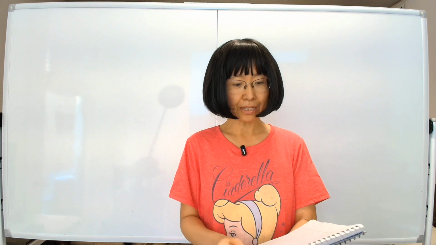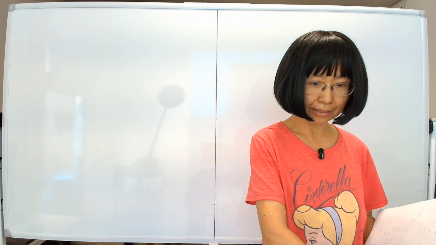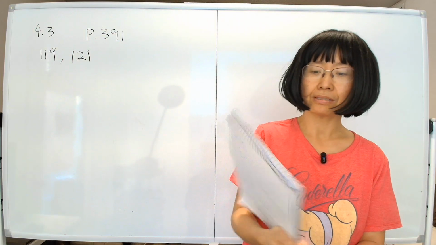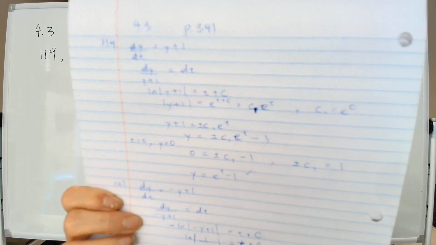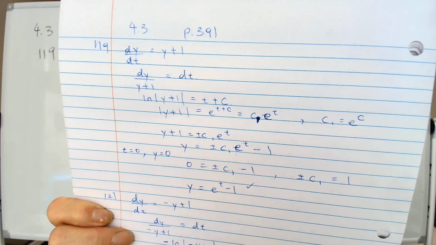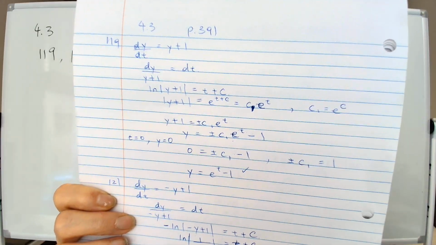Homework 4.3, page 391. Now, problem 119 is a straightforward one of separation in the sense that there's nothing to separate. There's only y on the other side. That's called an autonomous equation.